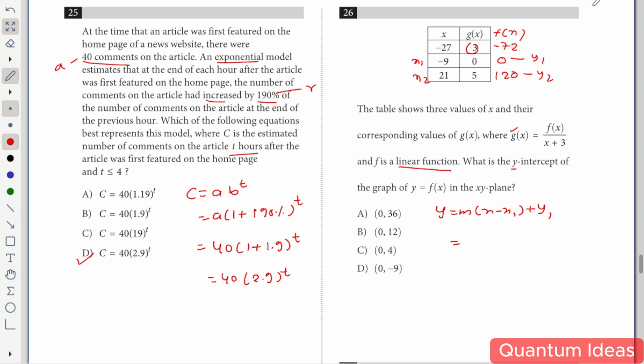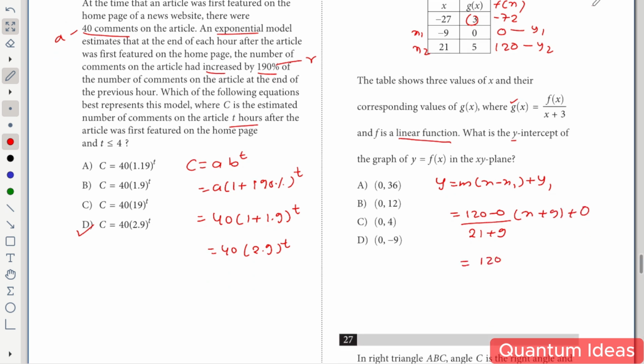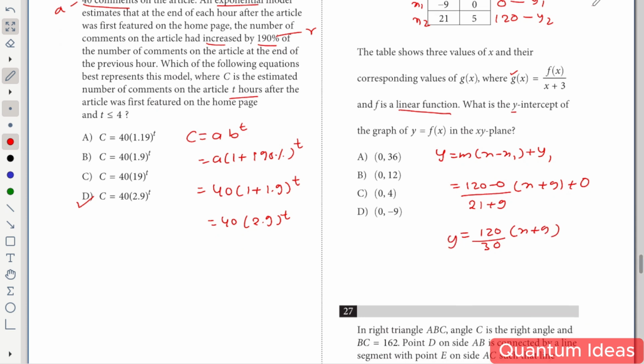So what will our slope be? y2 minus y1, this is our y1 and y2, right? 120 minus 0 divided by x2 minus x1, that is 21 plus 9. x minus x1 is minus 9, minus minus will be plus. And our y1 is 0. So this is 120 by 30, times (x plus 9), is our y, that is f(x).